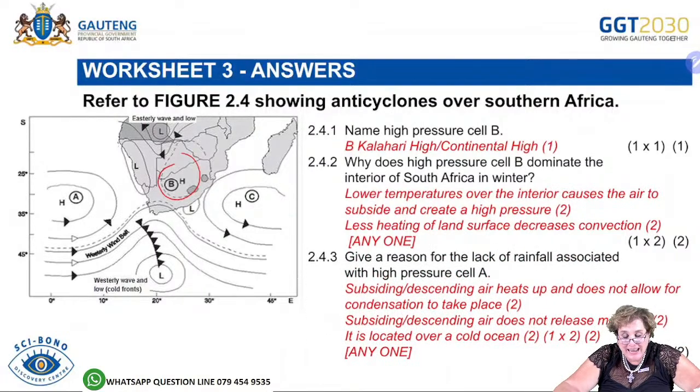Give a reason for the lack of rainfall associated with high pressure cell A. Subsiding or descending air heats up and does not allow for condensation to take place. Subsiding or descending air does not release moisture, and it's located over a cold ocean.